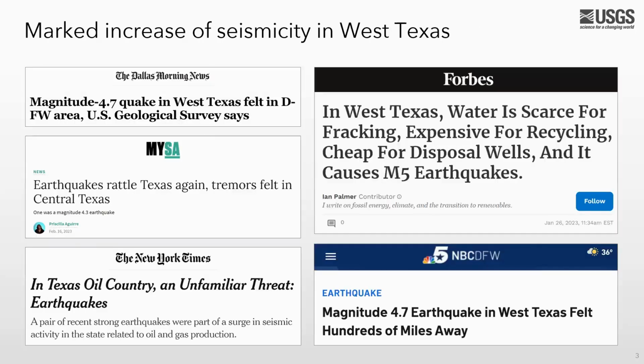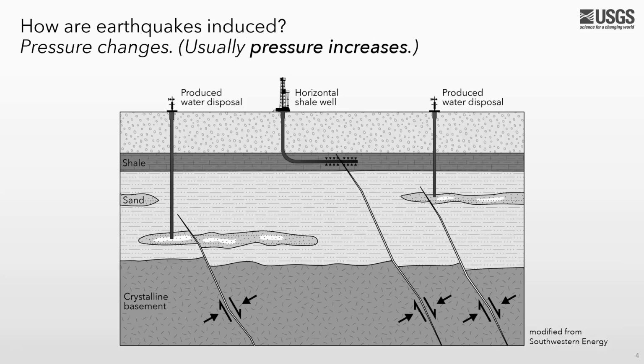So you all have seen the headlines, I'm sure, that there's been an increase in seismicity here. The national press started paying a lot more attention after the November event, and I think this headline over here by Forbes is really nicely evocative. In West Texas, water is scarce for fracking, expensive for recycling, cheap for disposal wells, and it causes magnitude 5 earthquakes. So that's the narrative that the rest of the country hears.